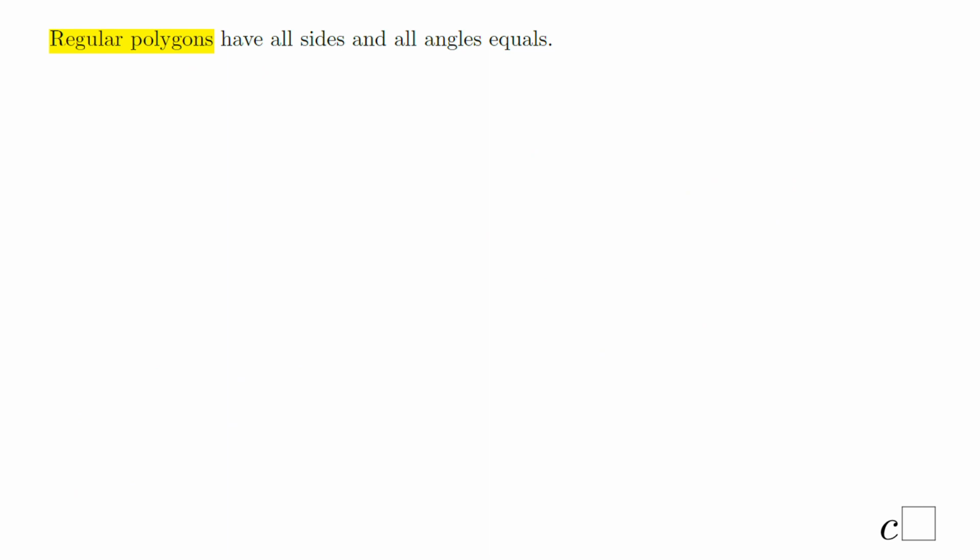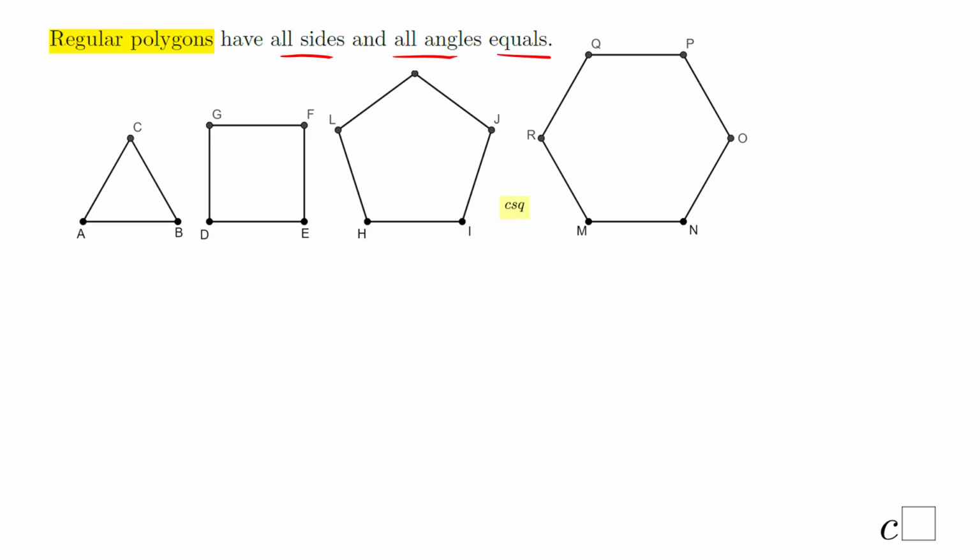Regular polygons is my next topic in this lesson. Regular polygons have all sides and all angles equal, or congruent, if you want to call them like that. And you see here 4 regular polygons. The first one, a triangle, all sides equal, all angles equal. You may say this is the equilateral triangle. That's correct. This is the square. We have a name for this regular polygon with 4 sides and 4 congruent angles.